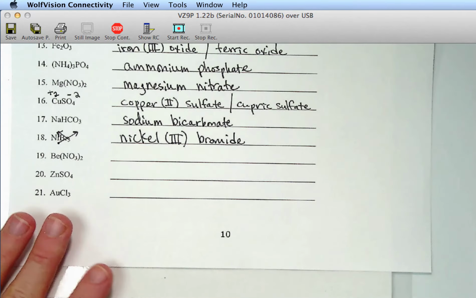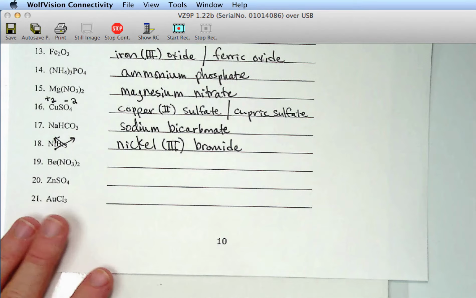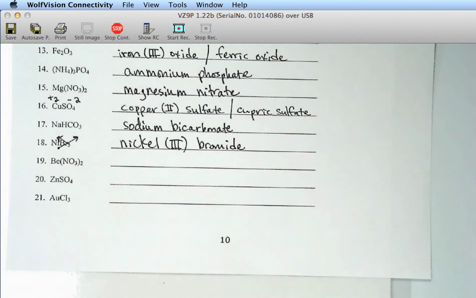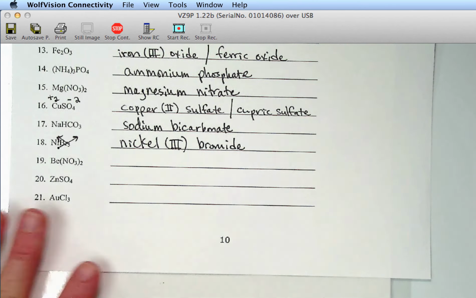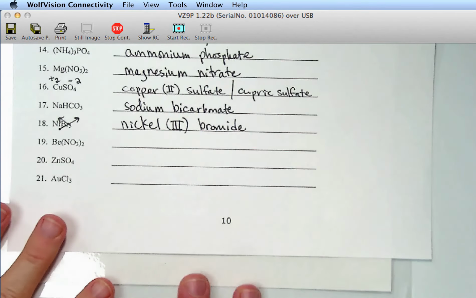And nickel, this one really doesn't have a common name. And zinc is because it only has one charge. So zinc wouldn't have the Roman numerals at all. Okay.